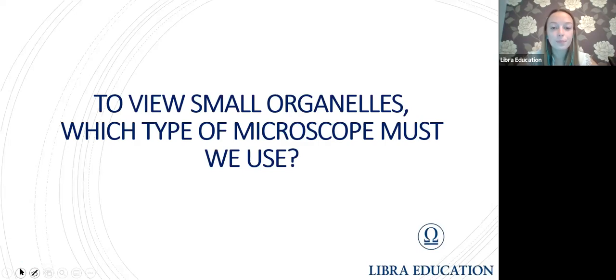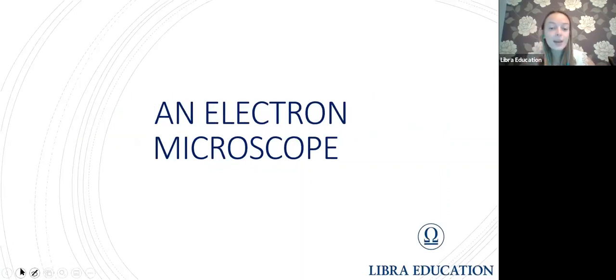Cool, so moving on. To view small organelles, which type of microscope must we use? Bonus point if you can write down why. Yep, so hopefully you got that. To view the smallest organelles, we must use an electron microscope.